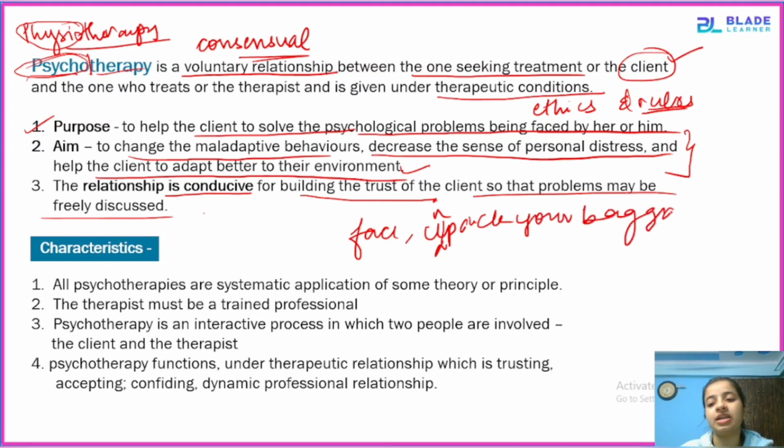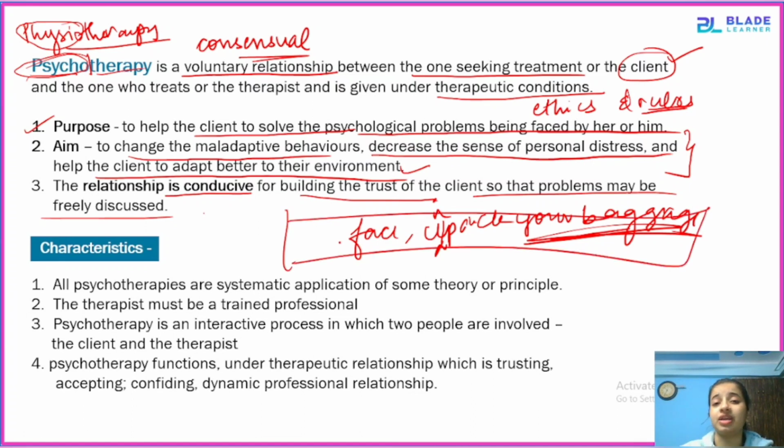So the therapist basically brings you to that mental state where you can face your problems properly, treat them conducively, and act purposefully. They are not changing you as a person, but they are helping you look on the greener side of the whole thing. That's it. So the characteristics are: psychotherapies are a systematic application of some theory or principle. The therapist must be a trained professional.